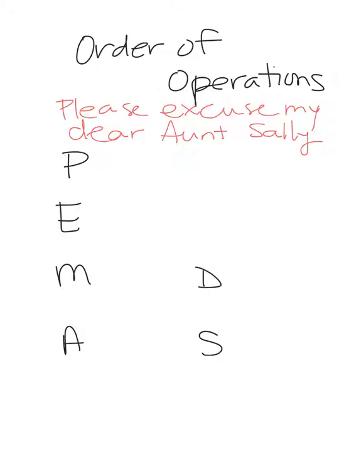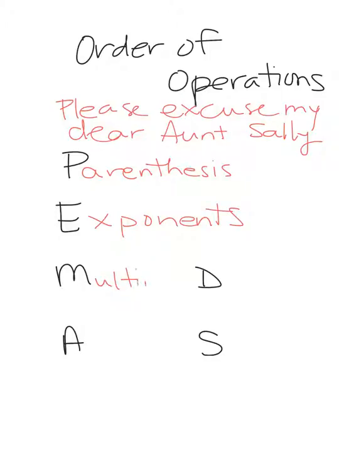So P is the parentheses, meaning you do any parentheses first, or any grouping symbols such as brackets. We're going to work inside to outside if there's more than one set. The next thing we're going to do in our order of operations would be exponents. So you're going to clean up any powers that you have. Then we move on to multiplication and division. So we have multiply or divide from left to right. And then we're going to add and subtract from left to right.